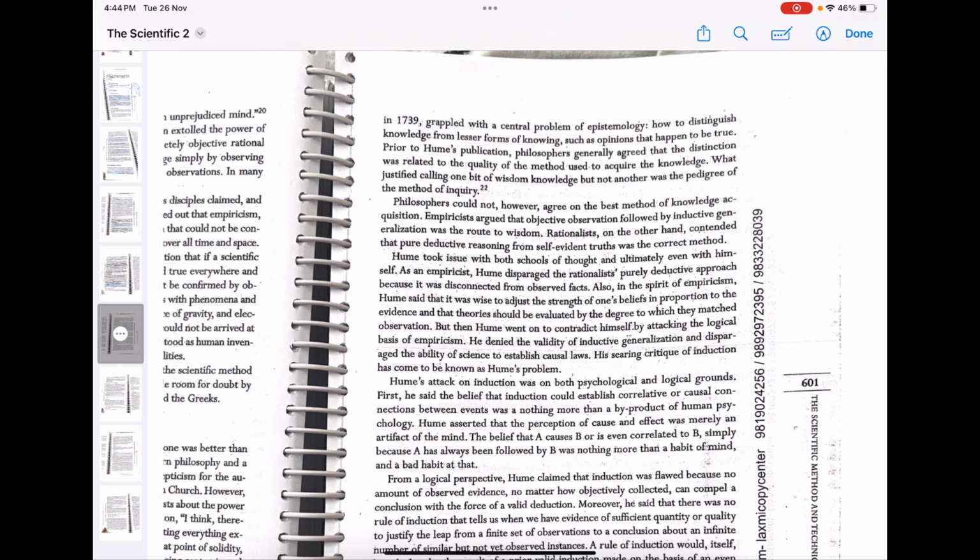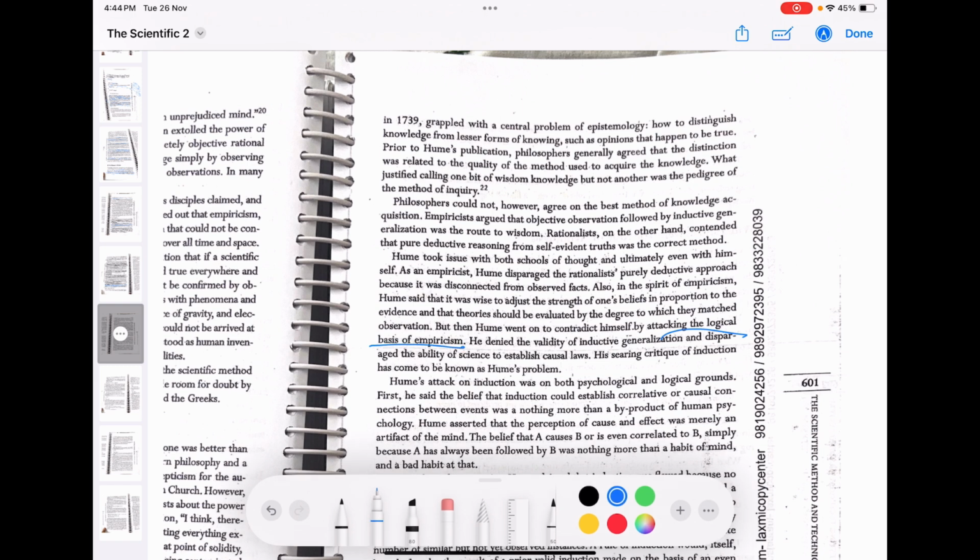Empiricists argued that objective observation followed by inductive generalization was the route to wisdom. Rationalists, on the other hand, contended that pure deductive reasoning from self-evident truths was the correct method. So, I hope you know what rationalism is by now. So, what did Hume do? Hume basically took issue with both schools of thought, right, and ultimately even with himself. As an empiricist, Hume disparaged the rationalist purely deductive approach because it was disconnected from observed facts. Also, in the spirit of empiricism, he said that it was wise to adjust the strength of one's belief in a proposition to the evidence. So, Hume attacked the logical basis of empiricism.